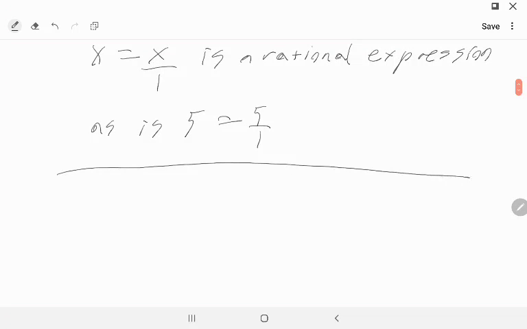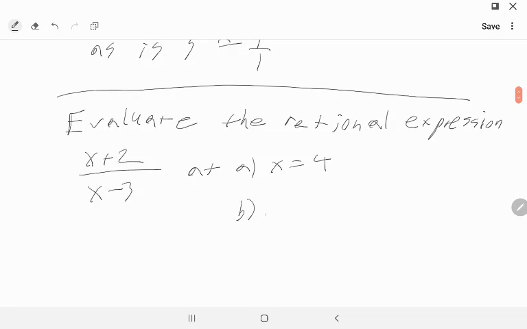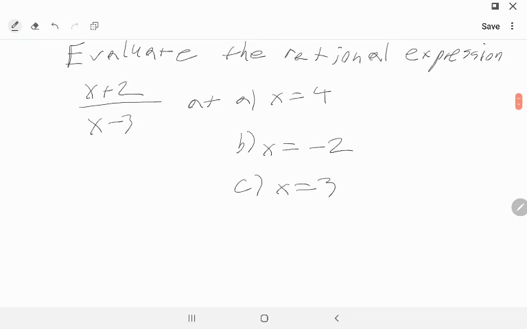So first thing we're going to look at is evaluate the rational expression x plus 2 divided by x minus 3 at x equals 4, x equals negative 2, x equals 3, and x equals 10. Let's toss in x equals 2.